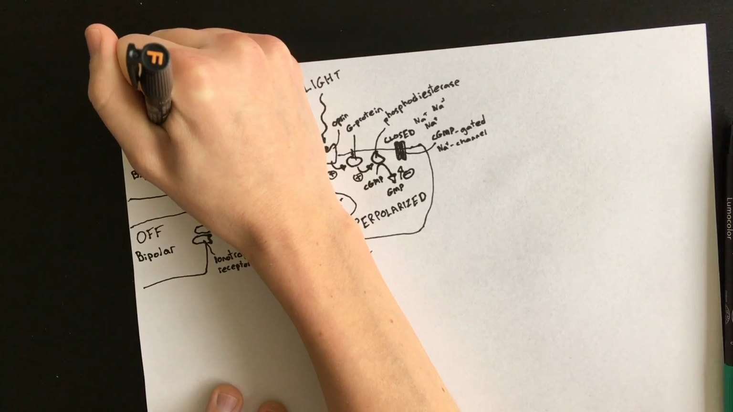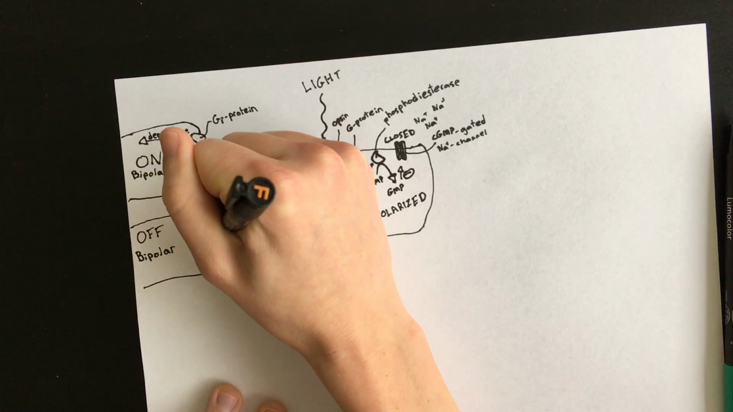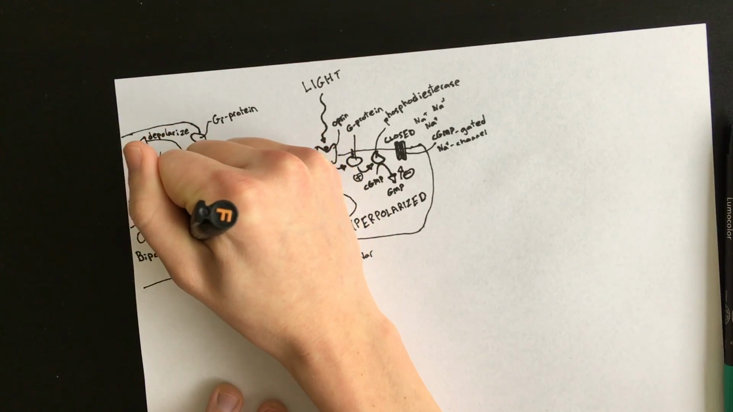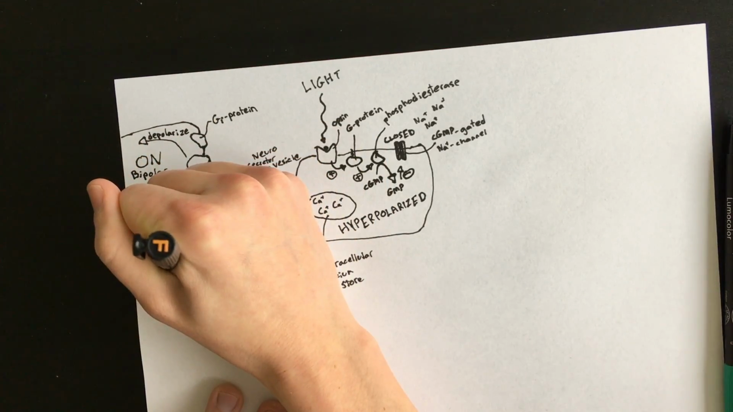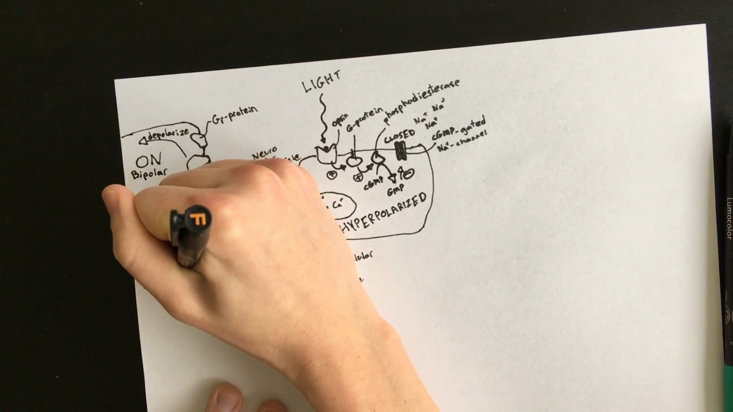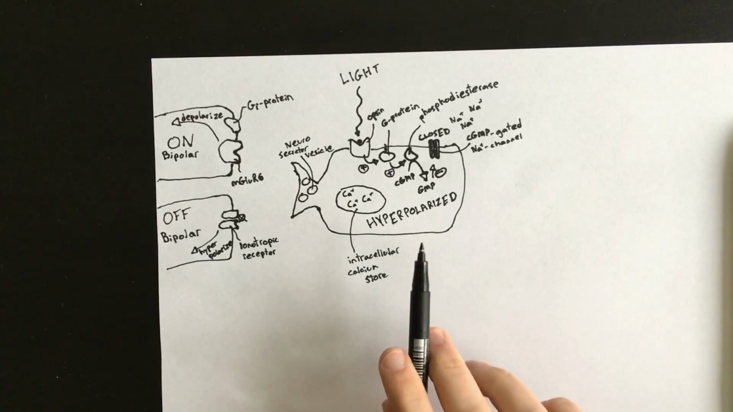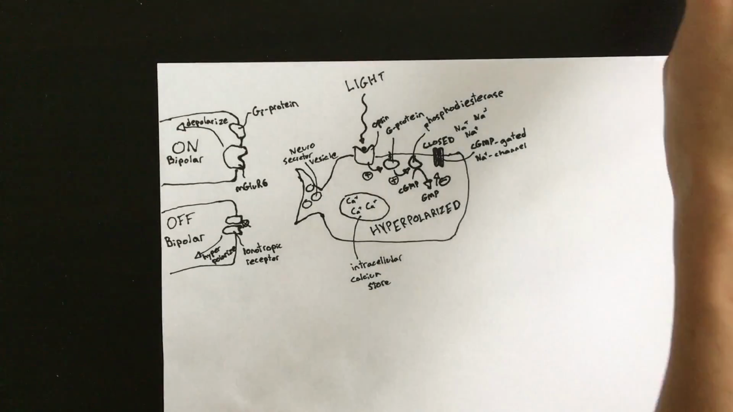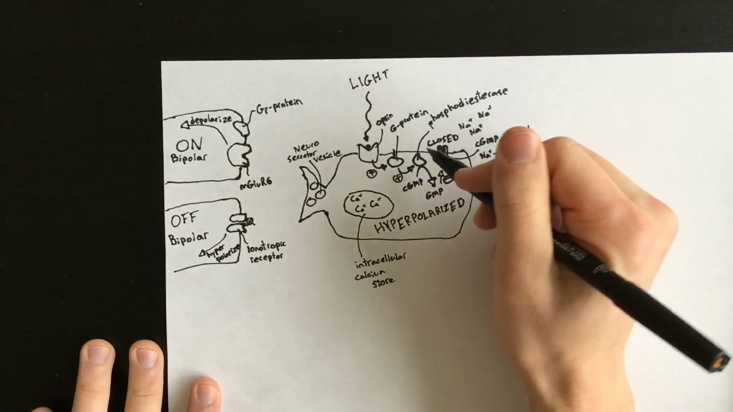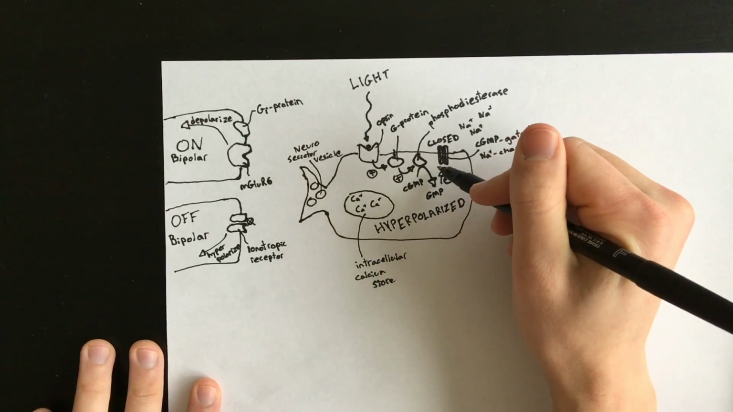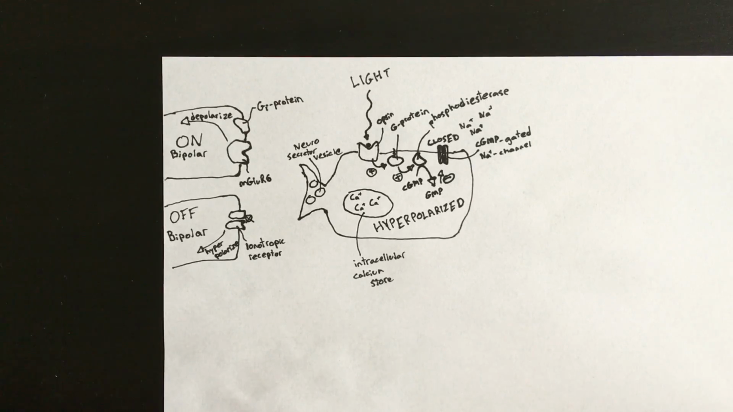Conversely, our off-bipolar cell has an ionotropic receptor, which means that when it is bound to glutamate, it opens a sodium receptor. The opening of this sodium receptor in the presence of glutamate would usually allow the off-bipolar cell to depolarize. However, in its absence, this ionotropic receptor is closed, so the bipolar cell remains hyperpolarized. In this way, the on-bipolar cell is able to translate the signal that light is present in the photoreceptor, and the off-bipolar cell remains inactive.